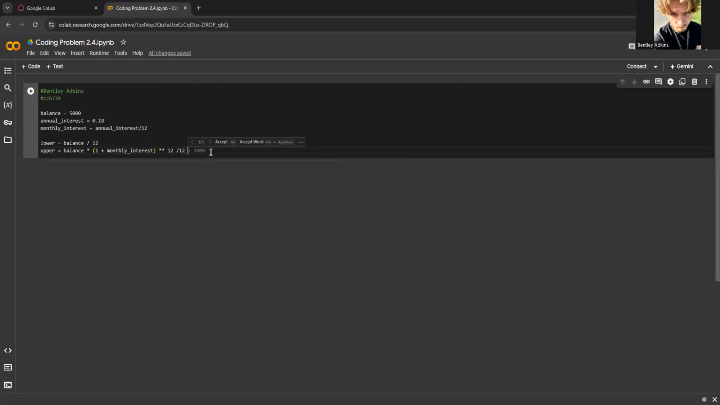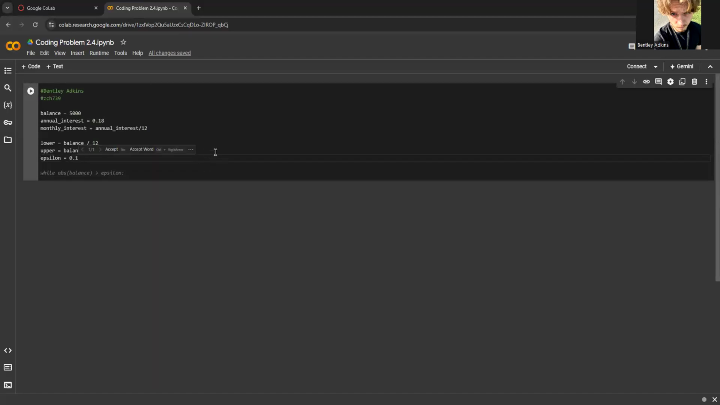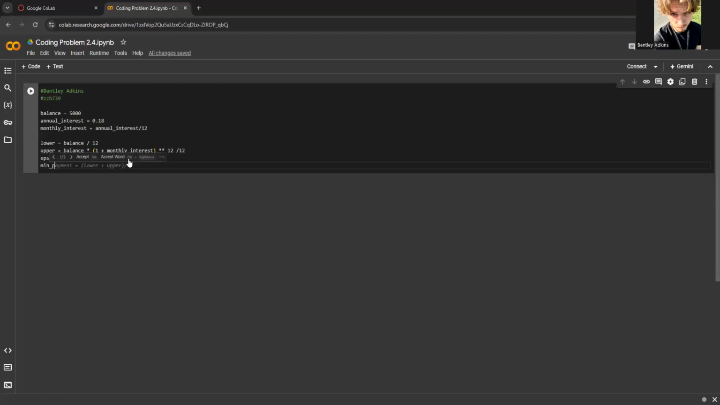Then we're going to make an epsilon, which essentially helps with rounding errors. So we're going to set that 0.1, and we're going to set a minimum payment to pay equal to the upper plus the lower divided by 2, which is just getting the average.